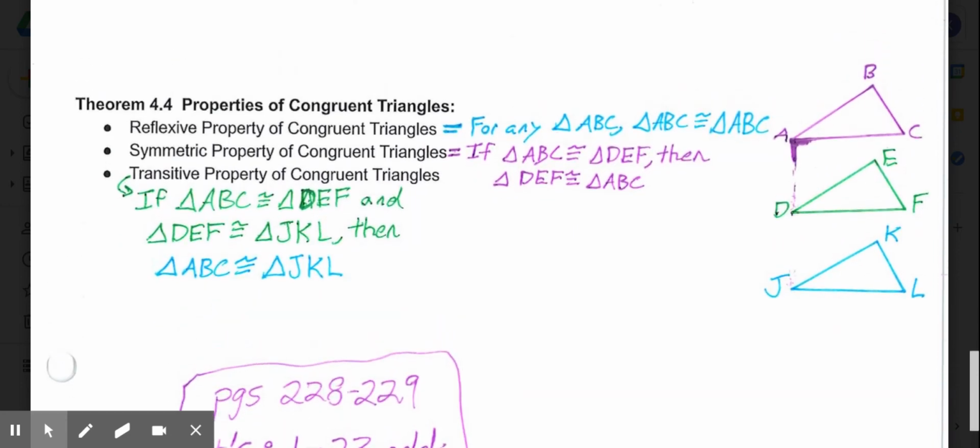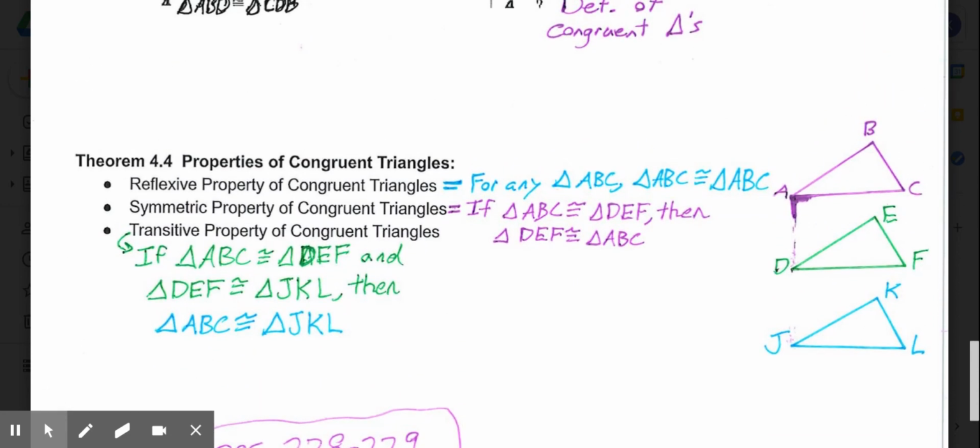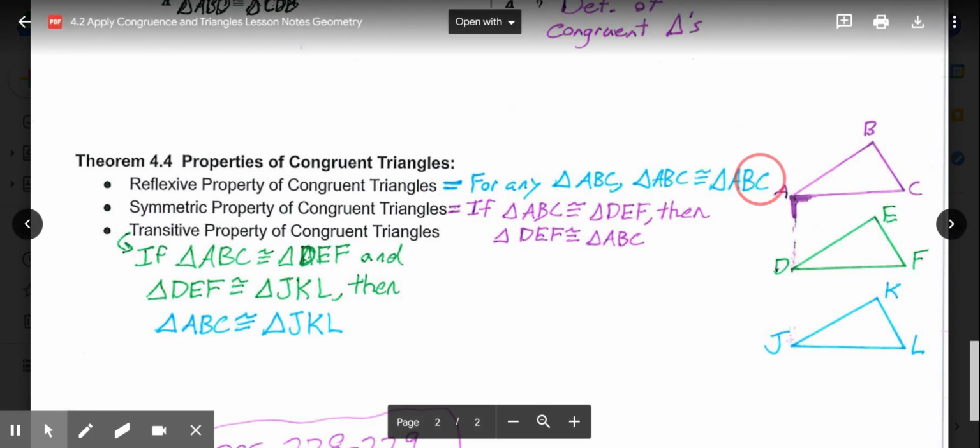And then we get to our last theorem for today. Theorem 4.4 is the properties of congruent triangles. So we have 3 here. The reflexive property, which says for any triangle ABC, triangle ABC is congruent to itself, ABC.